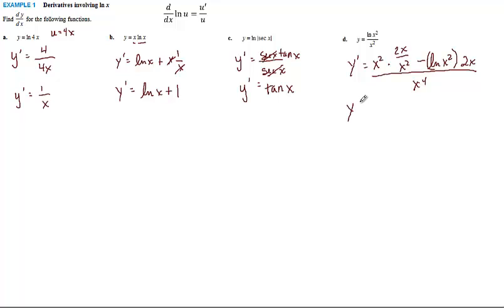Really messy here. Y prime is, oh well, these x squareds cancel, and that's nice. Oh, and then I've got 2x minus 2x natural log of x squared. Alright, so let's see. Oh, and I didn't take, yep. Yeah, I could have factored out that 2x there.